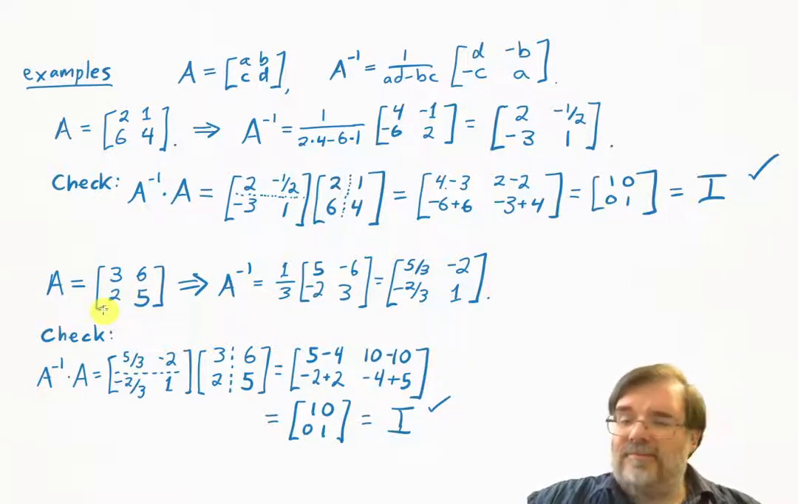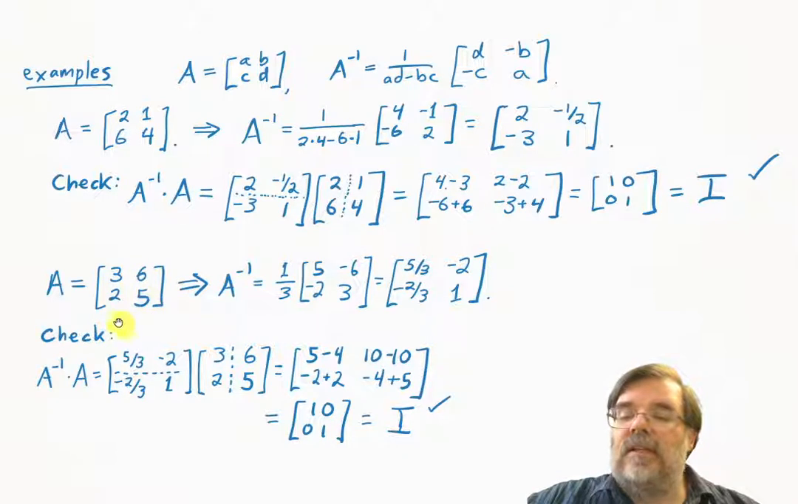Let's do another. In this next example, capital A is the matrix 3, 6, 2, 5. To calculate the inverse matrix, we have 1 over the determinant. The determinant is 3 times 5 minus 2 times 6.